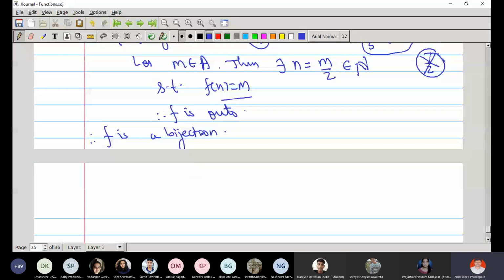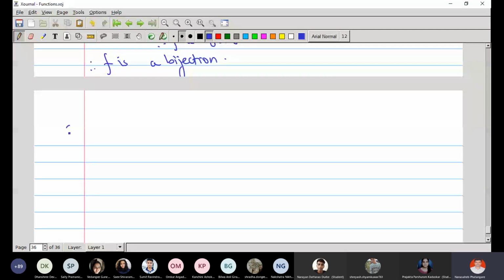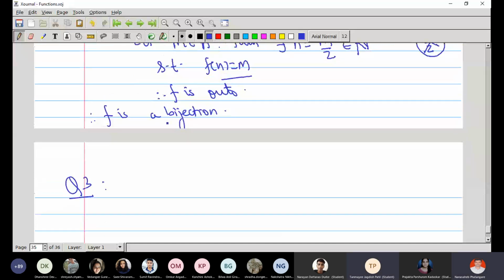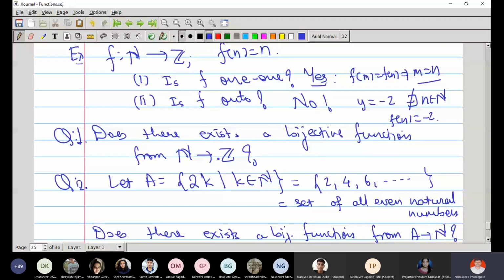Okay, so this was my second question. Now the third question I would like to ask, because our main question is: g is a bijection. So what we basically wanted to produce, our main question is, does there exist a bijection from natural numbers to integers or integers to natural numbers? So we saw that there is a bijection from even numbers to natural numbers.